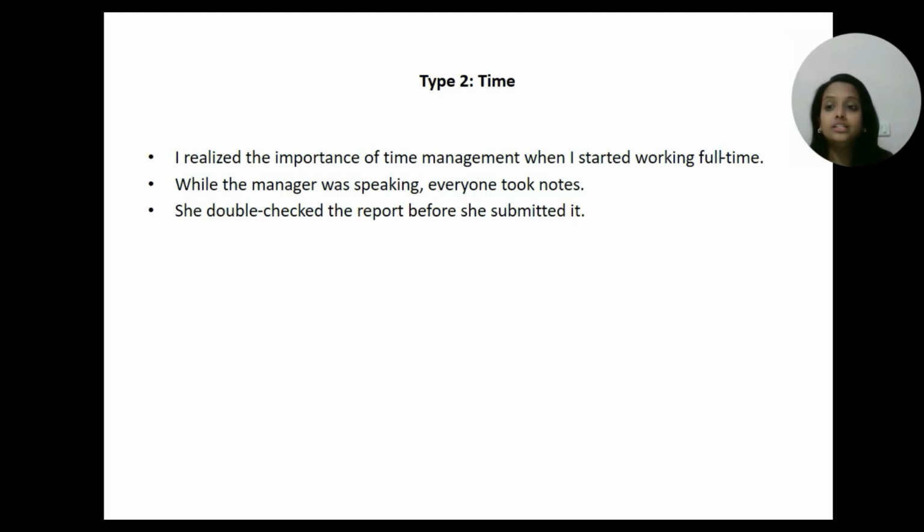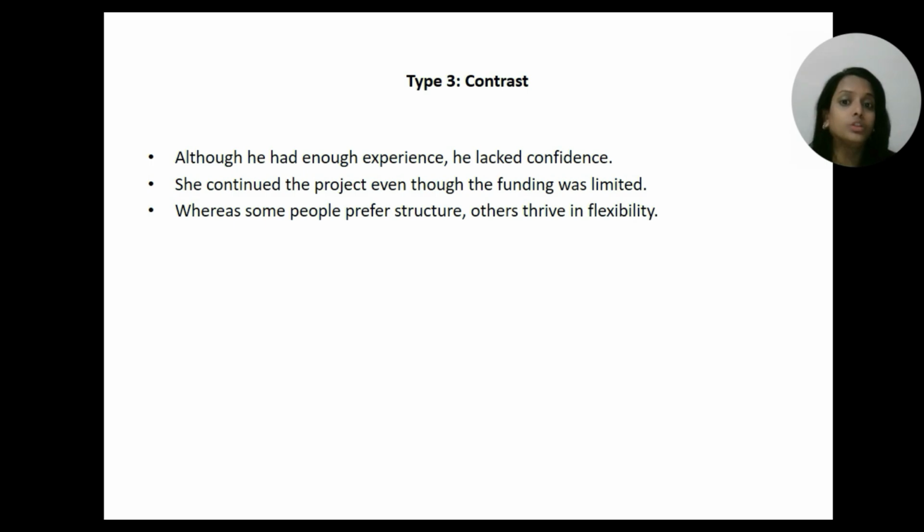Got it? Type 3 is complex sentences with contrast or unexpected result. Words such as although, though, even though, whereas. So these are powerful because they show two ideas that don't normally go together. Examples are: although he had enough experience, he lacked confidence. She continued the project even though the funding was limited. Whereas some people prefer structure, others thrive in flexibility. This type is very common in academic writing and discussion.